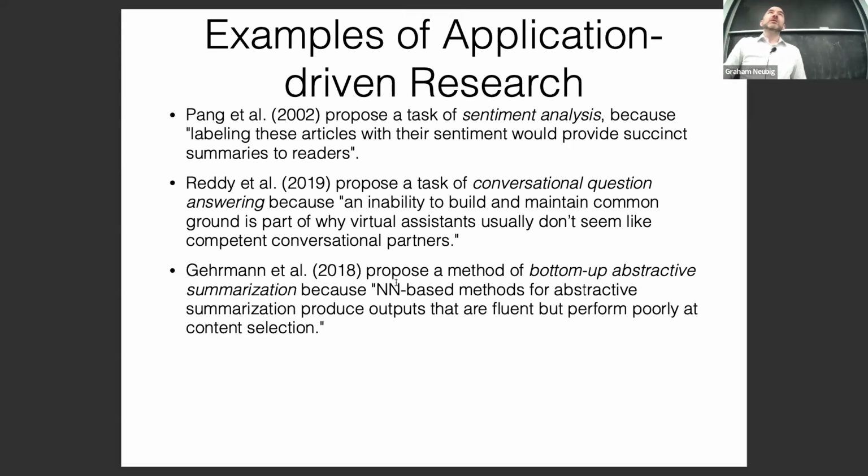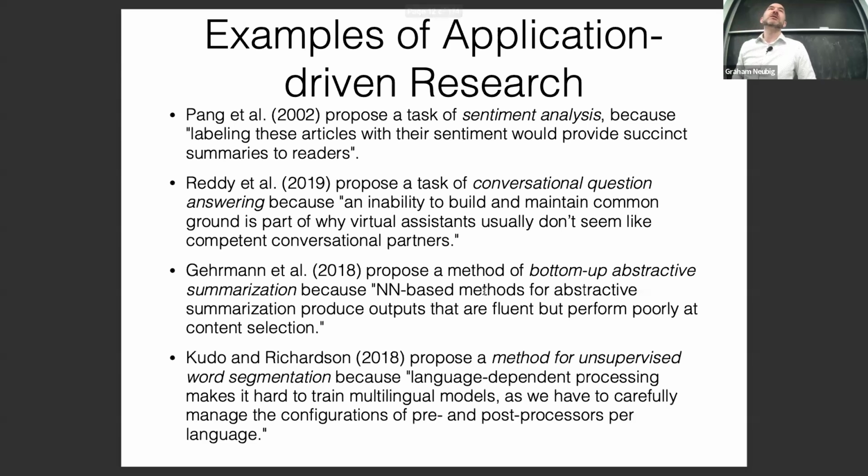Gehrmann et al. proposed a method for bottom-up abstractive summarization because neural network-based methods for abstractive summarization produce outputs that are fluent but perform poorly at content selection. So they had a problem. They had a task already in mind. They weren't proposing a new task, and there was a problem with the existing system, so they fixed it. And then Kudo and Richardson proposed a method for unsupervised word segmentation, namely SentencePiece, because language-dependent processing makes it hard to train multilingual models, as we have to carefully manage the configurations of pre- and post-processors for each language. So they tried to make things easier.